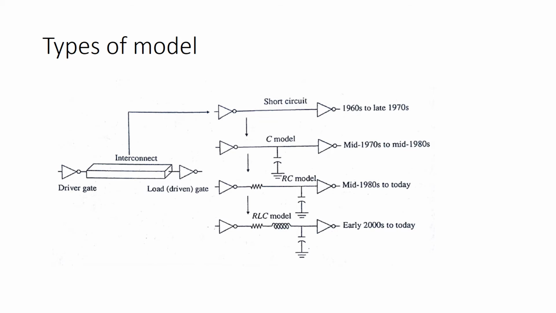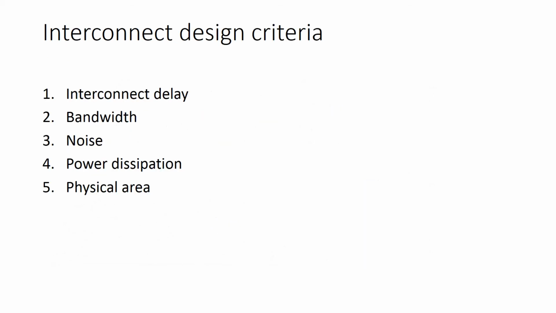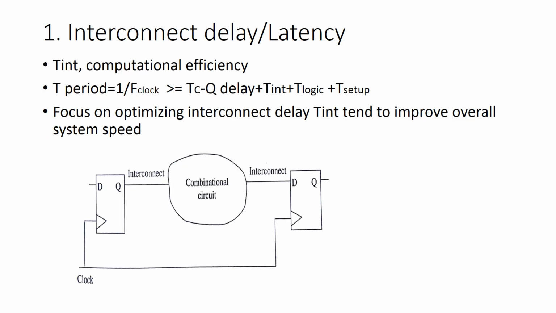So in this lecture we are only discussing this much. Now, to deal with all this degradation, because signals are degraded whenever they travel through the global interconnect, the design has to take care of the following important parameters. These are the design criteria based on which you need to design the interconnect network: interconnect delay, bandwidth, noise, power dissipation, and physical area. Let us see more details about all these parameters.